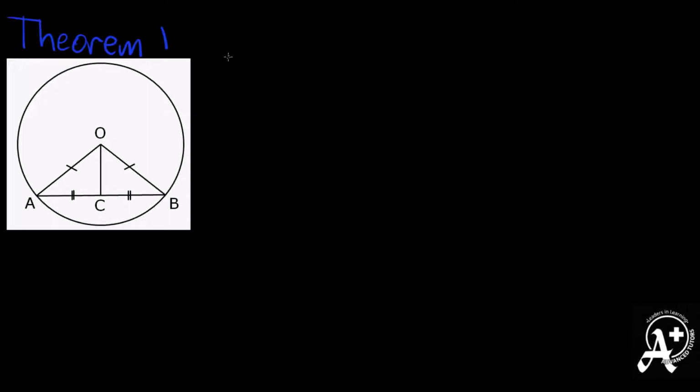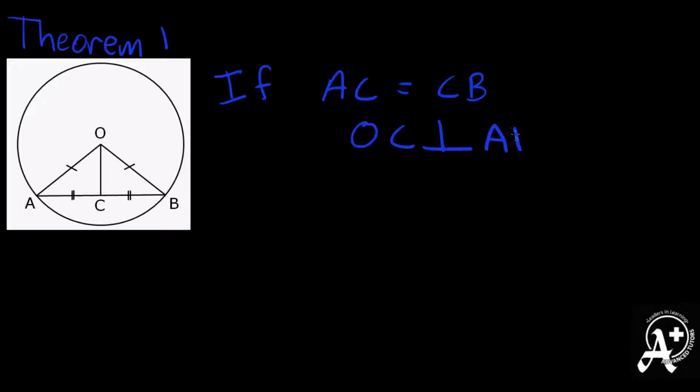And we've got theorem 1 which states the line segment joining the center of a circle to the midpoint of a chord is perpendicular to the chord. So we have, if AC is equal in length to CB, then we've got that OC is perpendicular to the chord AB, and the converse in this case is also true. So if we had that OC is perpendicular to AB, we could infer that then AC would be equal in length to CB.